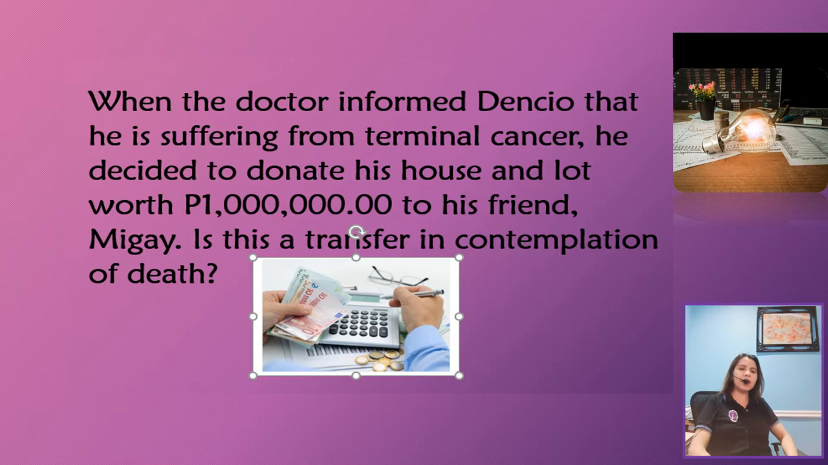Is this a transfer in contemplation of death? Now, is it the thought of death that motivates Densho to transfer or donate this property to his friend Migay? If that is so, it is a transfer in contemplation of death. And in the problem, Densho was informed that he is suffering from terminal cancer, and that is why he decided to donate his house and lot to his friend. Now, is this a transfer in contemplation of death? Yes.